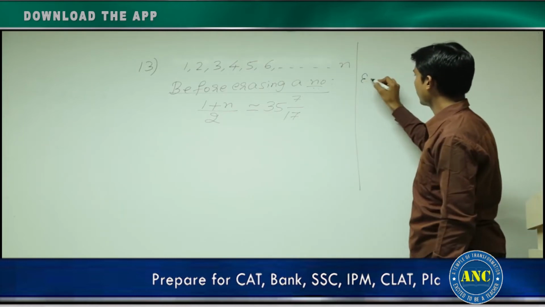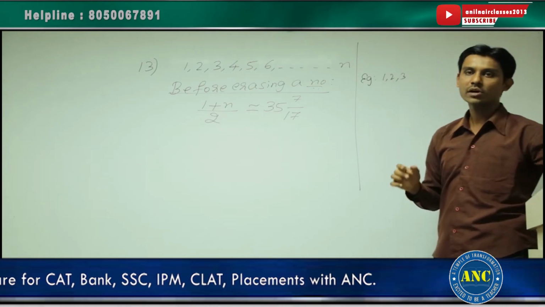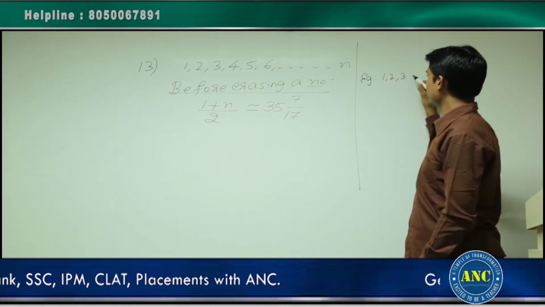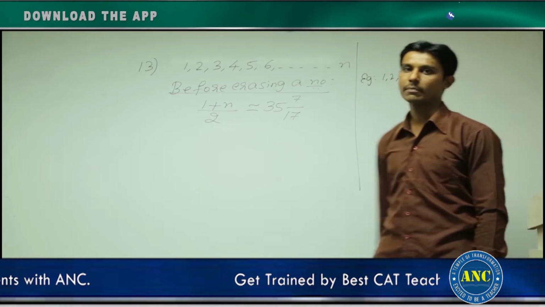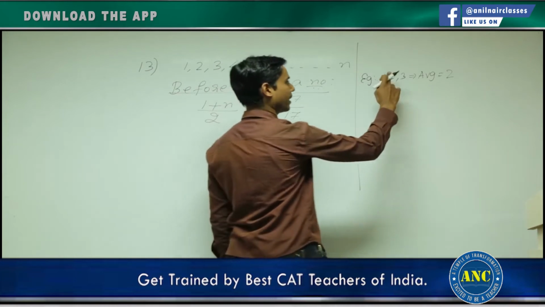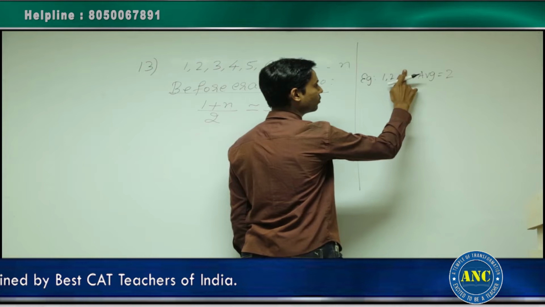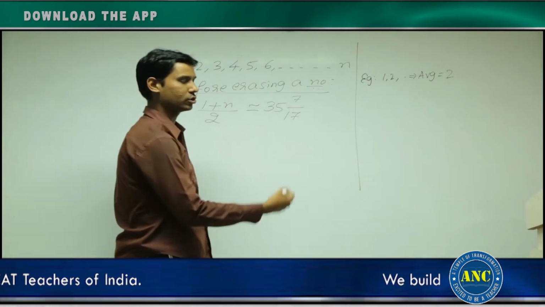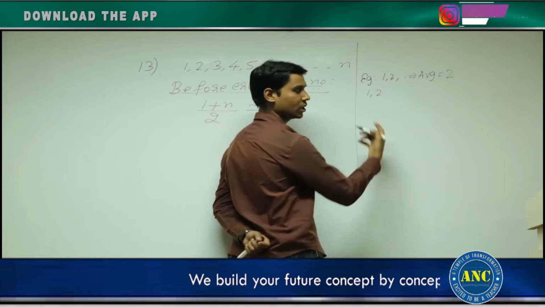Suppose I have the numbers 1, 2 and 3. What I will do is find the average of these numbers. The average of these numbers is 2, right? I erased some number. Whatever number you want, you erase it. Suppose I erased the maximum number, which is 3. After I erased the number, I have two numbers in the series, which are 1 and 2.